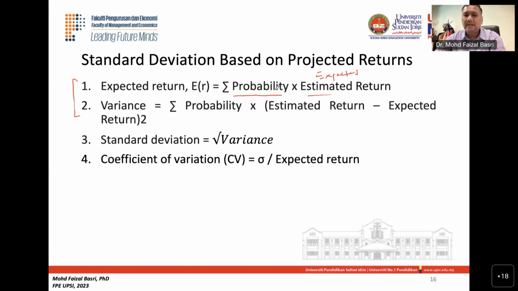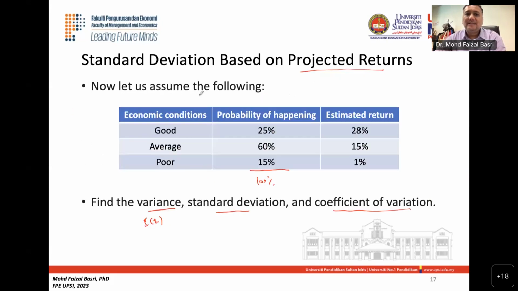Okay, based on the probability, to find the expected return, if I put ER here, or I should put it down here. Simply multiply the probability with the estimated return, and then you sum all three. Okay, you sum all three.